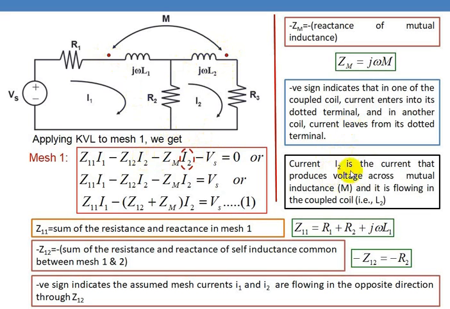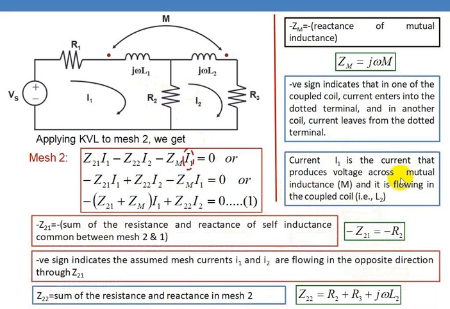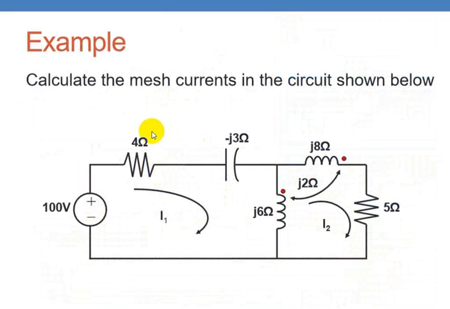So here current I2 is the current that produces voltage across the mutual inductance and it is flowing in the coupled coil L2, that is the neighboring coil. So here Z11 is nothing but R1 plus R2 plus j omega L1, and minus Z12 is nothing but the common element, minus R2. Now straight away we will go to the problem.